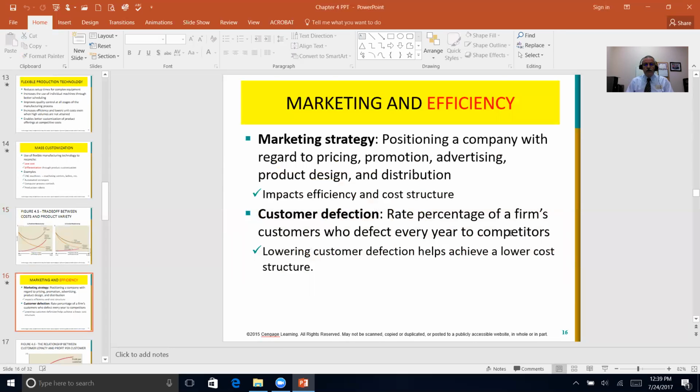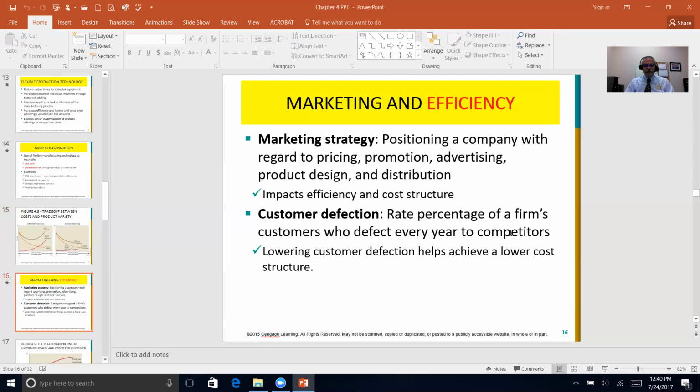So as part of this marketing and efficiency, part of this deals with that strategy that a company is going to adopt that has a major impact on their efficiency and cost structure. And this marketing strategy really refers to the position that a company is going to take with regard to possibly its market segmentation, its pricing, its promotion, its advertising, its product design, as well as its distribution.